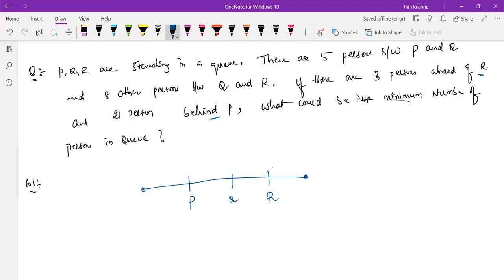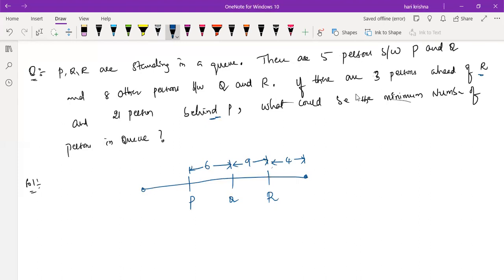And they have given the data 5% between the P and Q. If 5% are there, means you have to take it total 6. The distance will be 6. And between the Q and R, 8 people are there. That means distance will be 9. And if there are 3 persons ahead of R, that means distance will be 4. Understanding? They have said in the persons, we are converting into the distances.